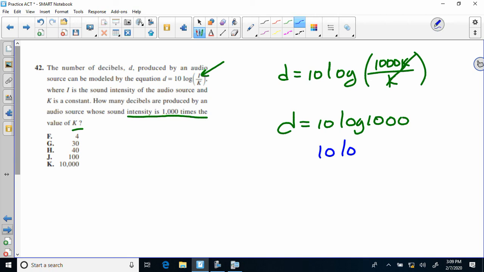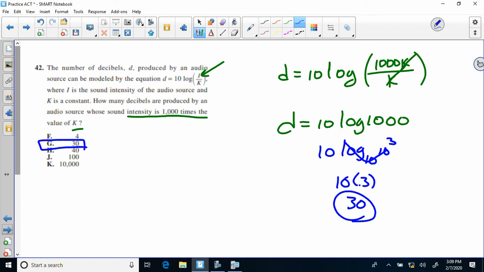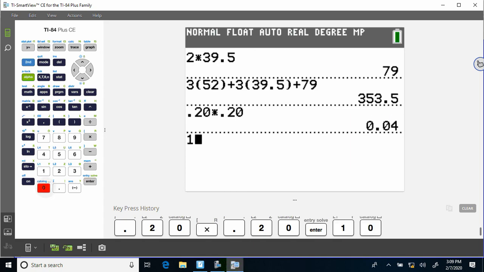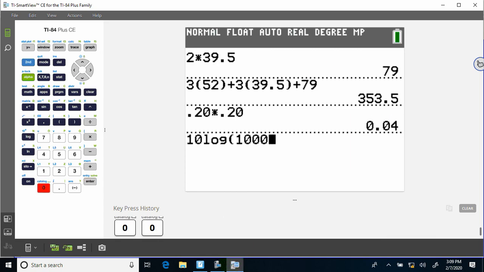So if this base is 10, I can make 1,000 be 10 to some power. I know 1,000 is 10 cubed. 10 cubed is 1,000. These would have canceled and I would have 10 times 3, which is 30. That's doing it by hand. If you did not know that, you could have thrown this in a calculator and just done 10 log 1,000, and it would have given you 30 as well, without simplifying it by hand.